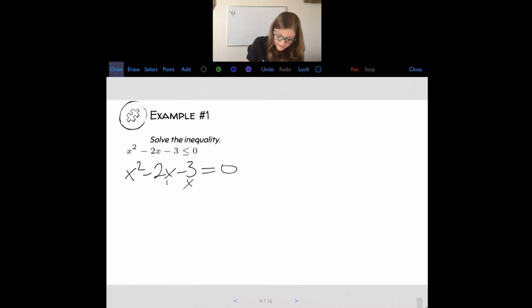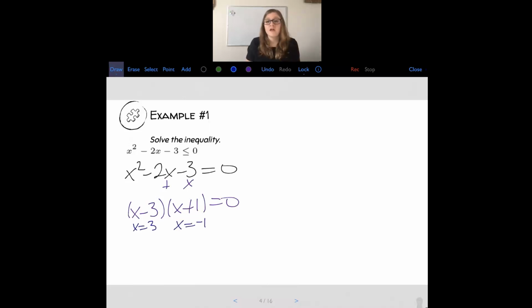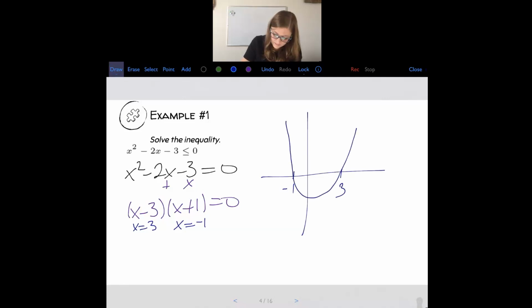We try factoring: two numbers that multiply to negative 3 and add to negative 2. So we have (x minus 3)(x plus 1) equals 0. From here we get x is 3 and x is negative 1. These are the two values that we're going to look at. Our graph could be doing a couple of different things. It could be like this, or it could be like this. So we're going to make our sign chart and test the values.